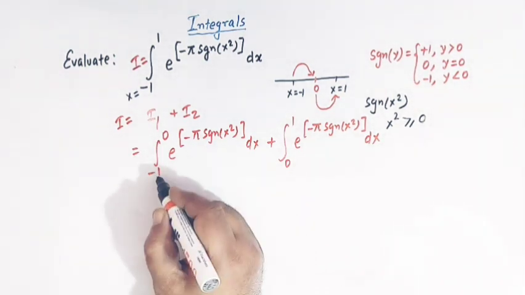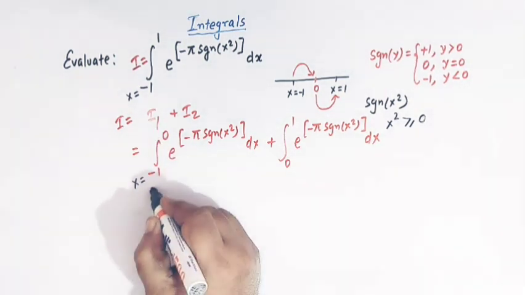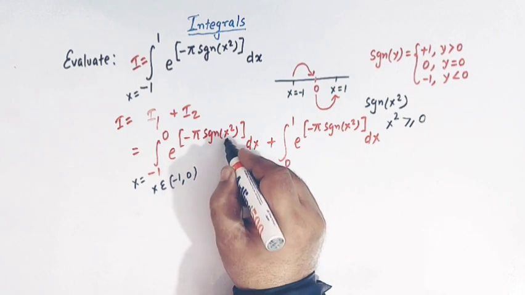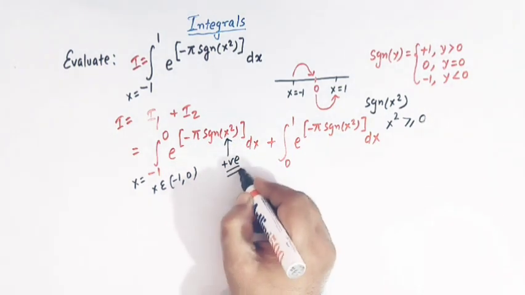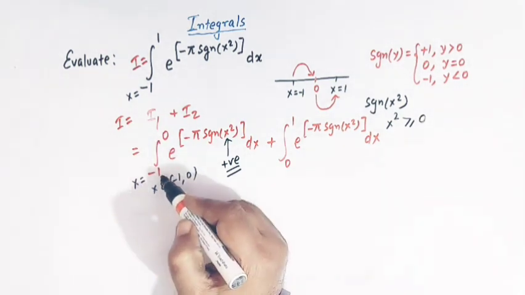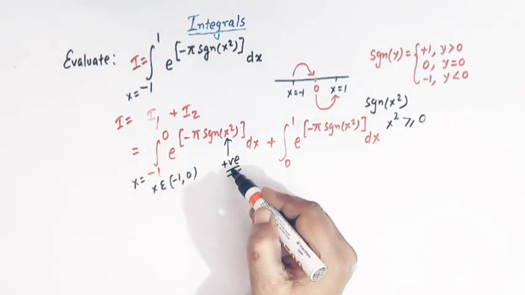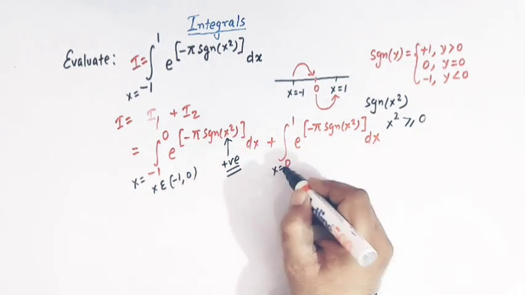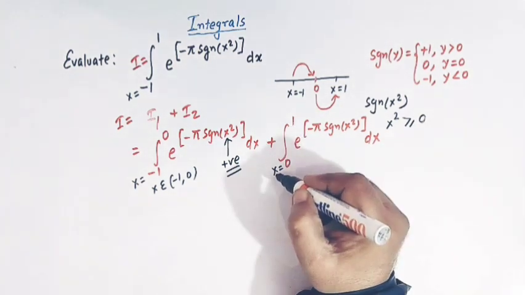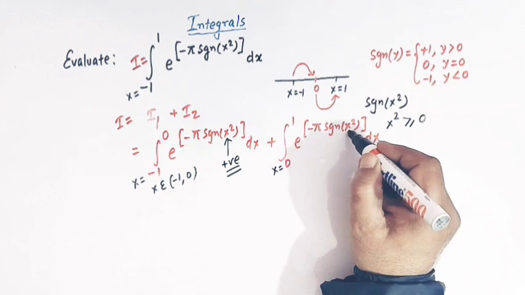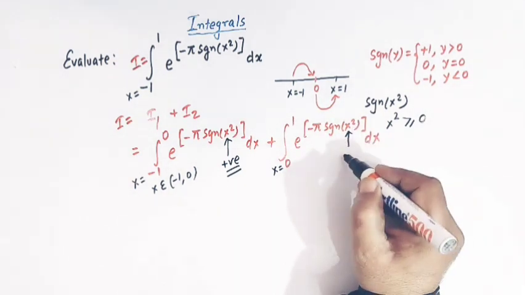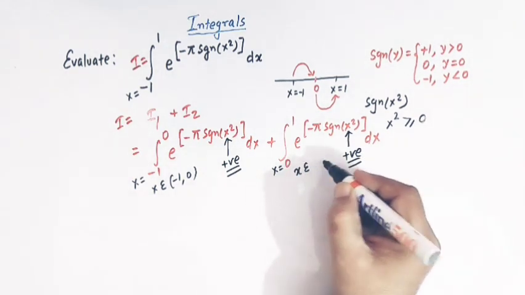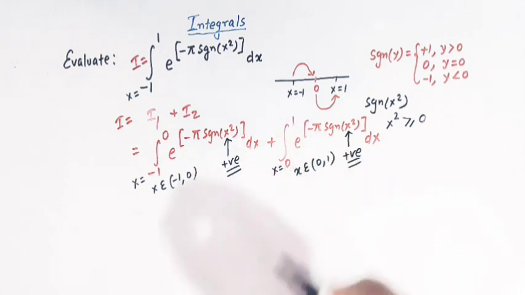So now see when x goes from minus 1 to 0. When x belongs to the interval minus 1 to 0, then this x square is always positive, right? So whatever be the value of x between minus 1 and 0, x square is positive because this is a square term, right? And similarly in the second integral, we have the values of x from 0 to 1, right? So here also the value of x square gives us always a positive value, whatever be the value of x belonging to the interval 0 to 1, right?